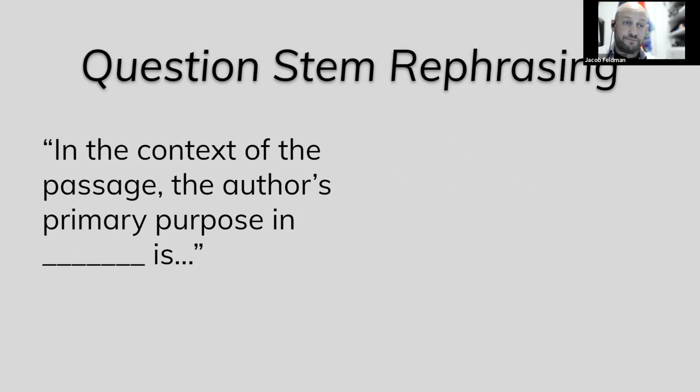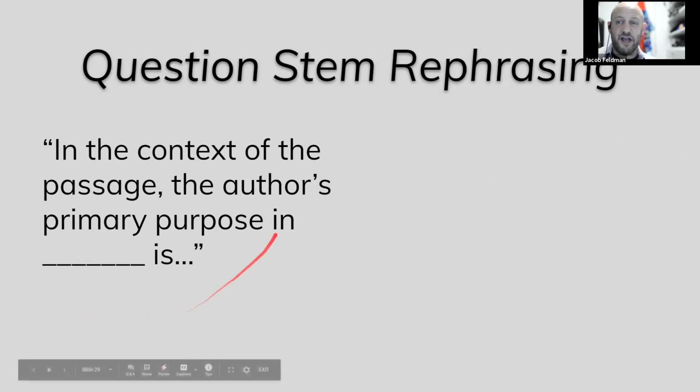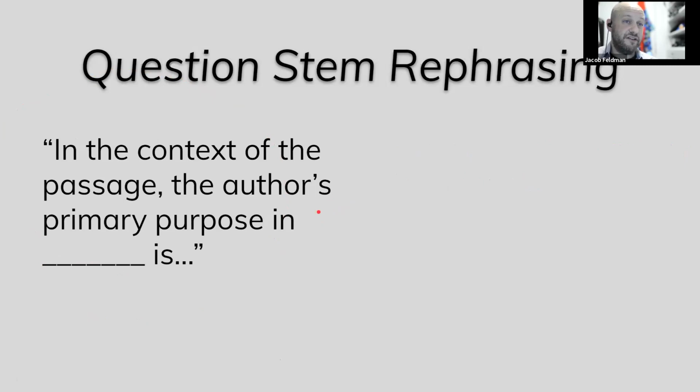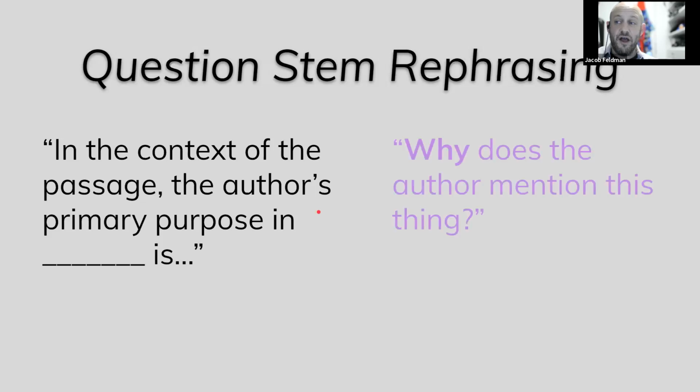The why one is really important. And this type of question stem, in the context of the passage, the author's primary purpose of writing something is, this is a really, really common kind of question that people get wrong all the time because they forget that what it's asking is not what does it say, but why does it say it? What function does it play in the passage? Right? And that's really, really important to remember. That's why we distill them to what, why, or how, because then we can identify, is this a why question?